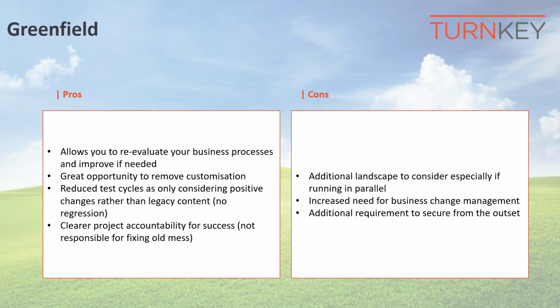So the greenfield. Now, the pros around the greenfield allows you to reevaluate your business processes so that you can improve them if needed. That gives greater opportunity to remove a lot of the heavy, clunky customization that's probably causing a bit of a cost of ownership problem. There are reduced test cycles because you're only looking at the actual changes you're implementing, not having to do a whole heap of regression testing. Then there's also clearer project accountability for the success. So, there's no one really having to be responsible to fix the old mess of ECC.